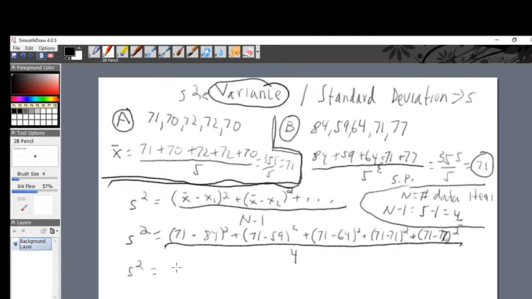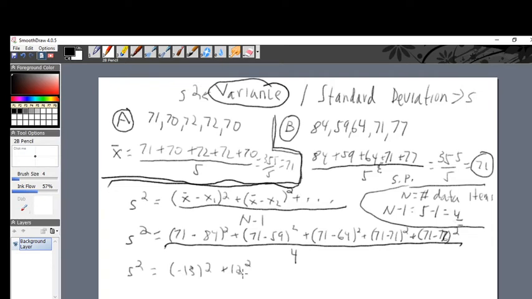71 minus 84 is minus 13, squared. It's going to turn positive pretty soon, but it starts off as a minus 13. Then, when we're finished with that, we've got 71 minus 59, which is going to be positive 12 squared. So you can put it in parentheses or you don't have to. It's up to you.